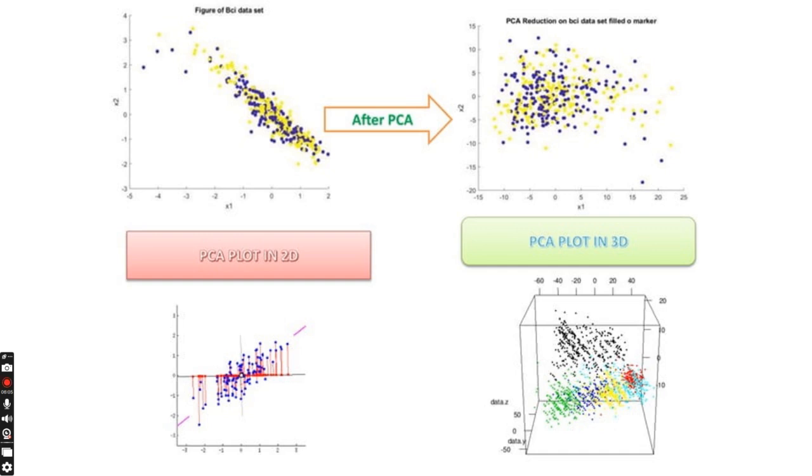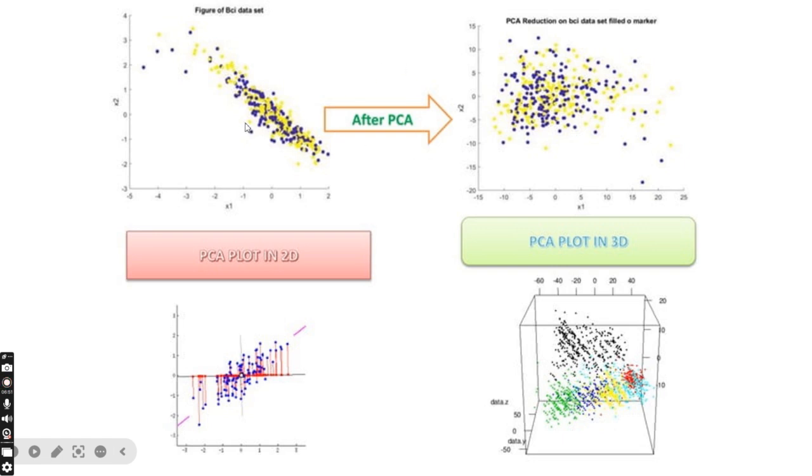So these are the sample examples of how the dimension is reduced, or how the data features are extracted from the original data set. In Figure 1, we have a data set, and after applying PCA, the reduction of the BCA data set is plotted in the graph. A 2D plot is shown here, and a 3D plot is also shown in the diagram, so that we can easily understand the feature extraction from the data given.